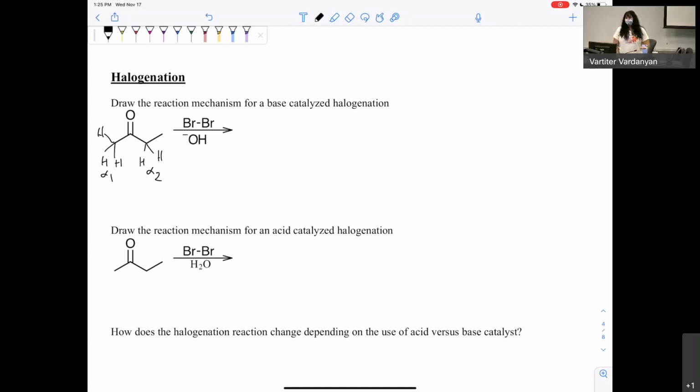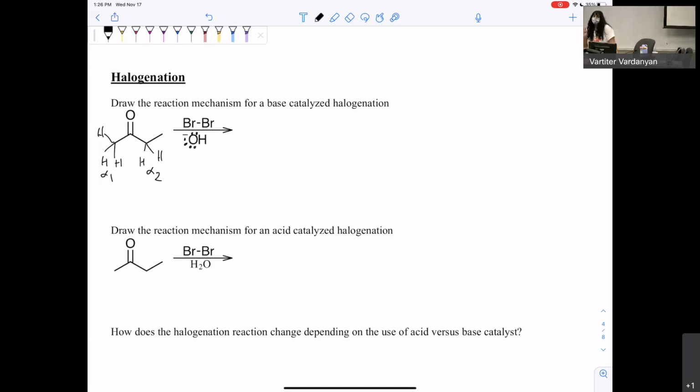Number 2. Why is that? More substituted. Perfect. So whenever you get an asymmetrical ketone, and by that I mean there's two alpha carbons, one of them is more substituted than the other, you're always going to pick the more substituted side because that's more favorable, right? And since we have a base catalyst, I haven't asked you this in a while, what does a base catalyst do to a reaction? It makes the nucleophile more nucleophilic.